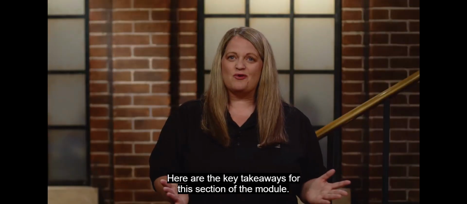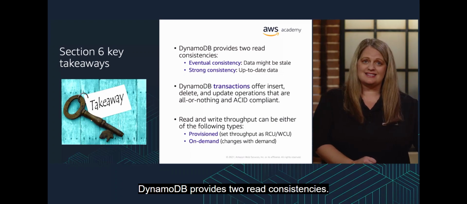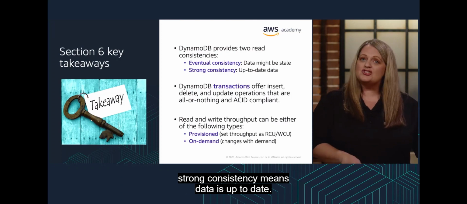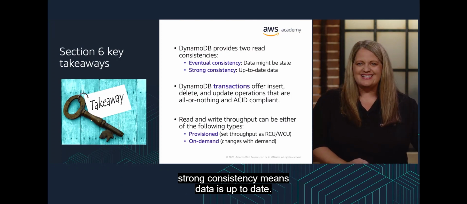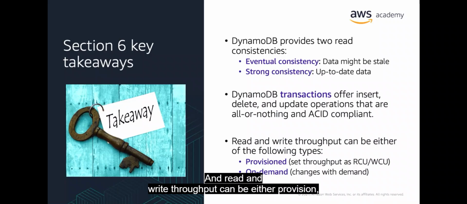Here are the key takeaways for this section of the module. DynamoDB provides two read consistencies. Eventual consistency means data might be stale, and strong consistency means data is up to date. DynamoDB transactions offer insert, delete, and update operations that are all or nothing and ACID compliant. And read and write throughput can be either provisioned, meaning set throughput, or on demand, which means changes with demand.